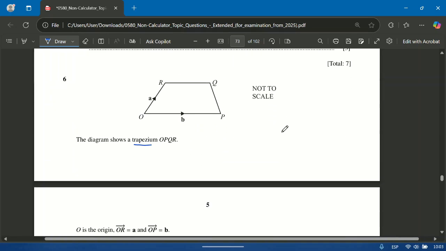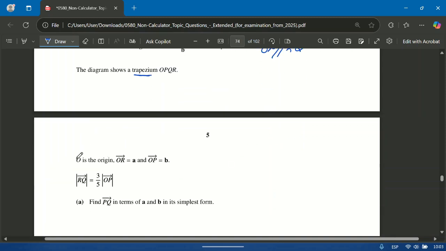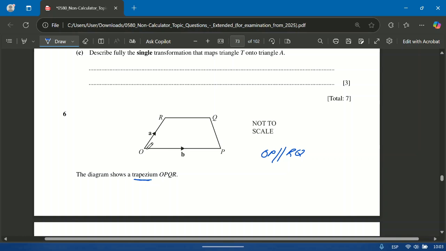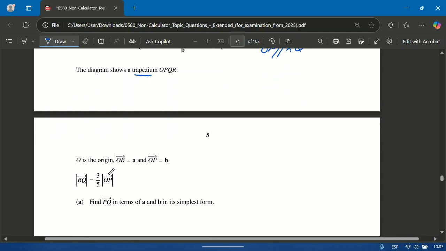Right, so they say the diagram shows a trapezium. Of course, trapezium means that we have two parallel sides, so OP and RQ are parallel to each other. So that means, although they're not the same length, they're all the vector B in some form. Then it tells us O is the origin, which means this is where all the vectors originate from. And we have A and B.